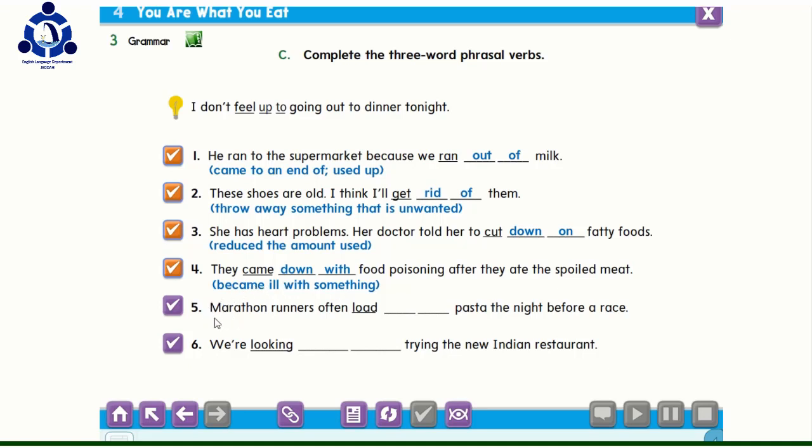Look at the fifth sentence. Marathon runners often load pasta the night before a race. Load what? Load up on. Marathon runners often load up on pasta the night before a race. It means to get a lot of something, to eat a lot of pasta the night before a race, because pasta has a lot of energy in it, like sugar.